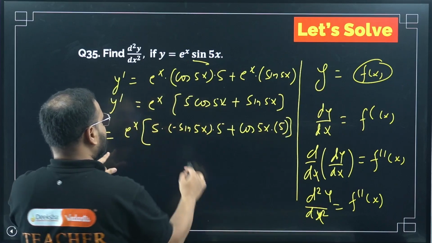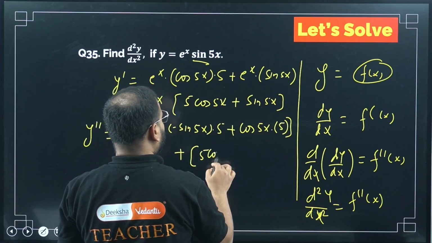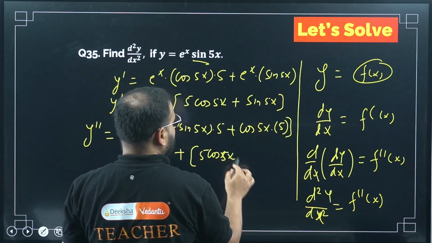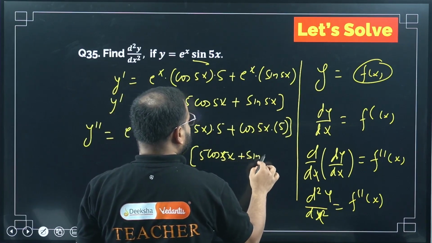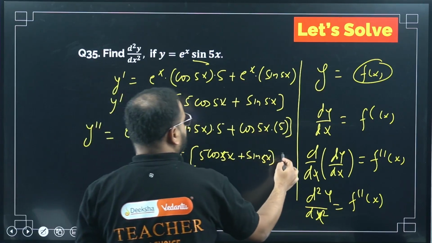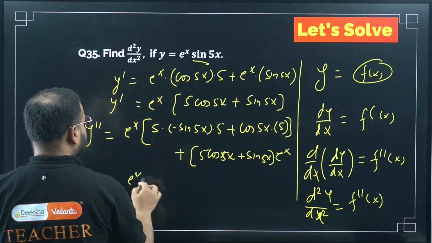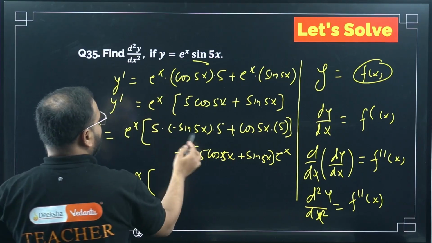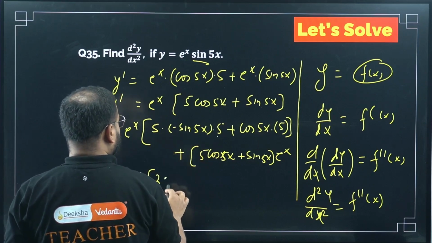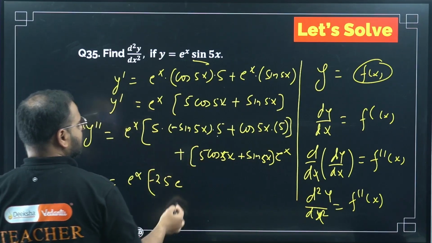Now I have to do what? Keep a plus sign and keep this thing as it is. What is it? 5 cos 5x plus sin 5x as it is, and differentiate e power x, which will remain again the same. So this is my second derivative. Take e power x common now. What I have left, please check. I have here 5 into 5. So 25 with a minus sign. Minus sign is there, right?